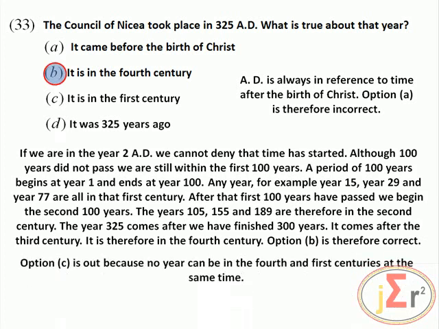Option C is out because no year can be in the 4th and the 1st century at the same time. So we are sure that it is in the 4th century, so it cannot be in the 1st century.